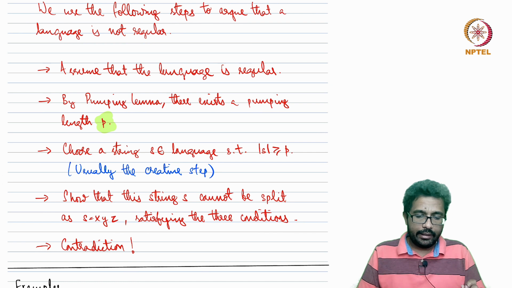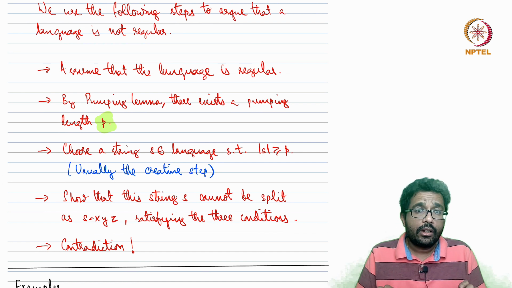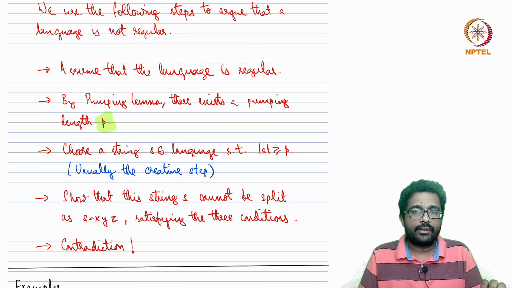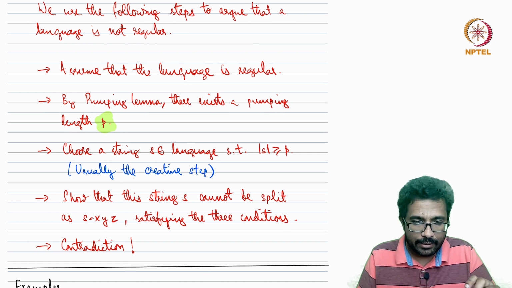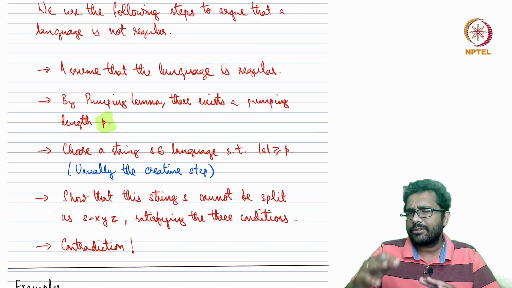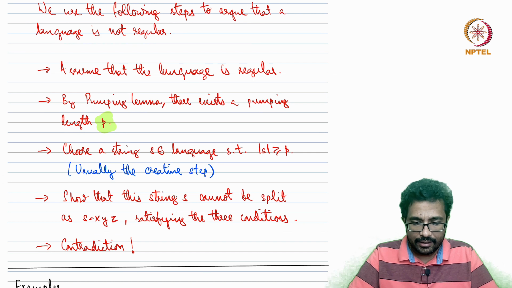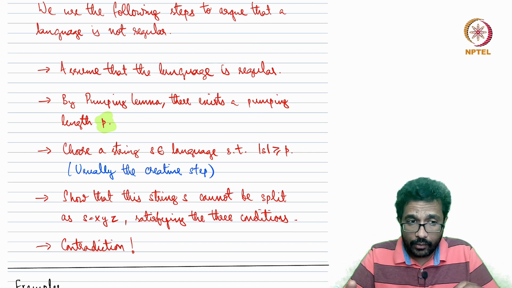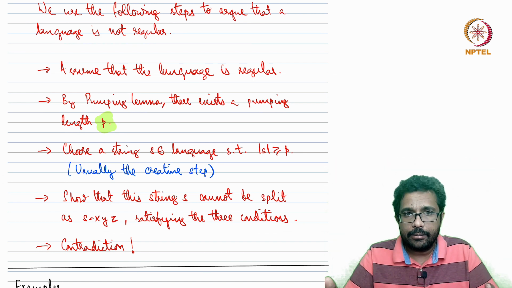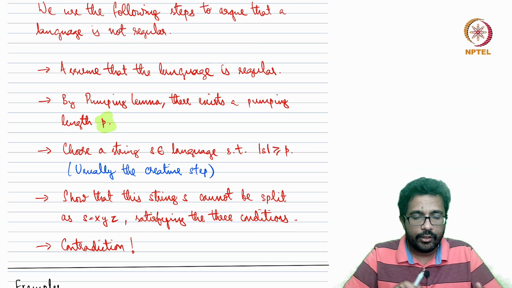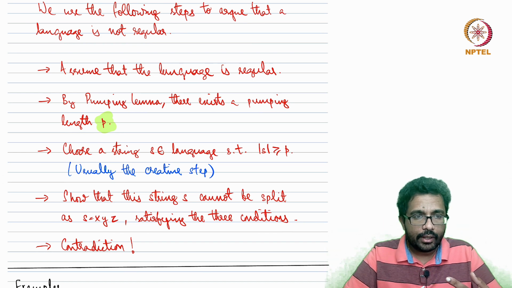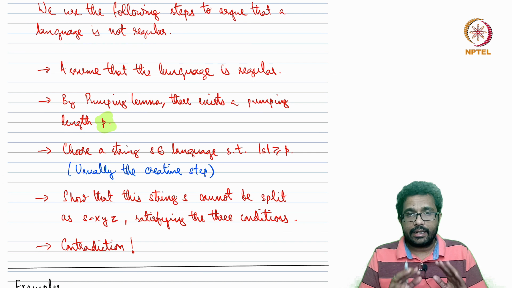Again, I want to reiterate two things. One is that the choosing of the string is usually the most important step, and it's also the most creative step involved. The rest follows fairly systematically. This is where one has to probably get a bit creative. The string could be anything. It can be any string that we like, which is in the language and is of length at least p. The choice of string is entirely our choice.